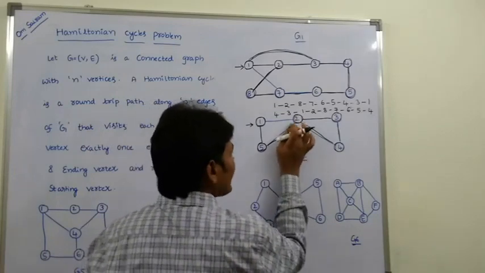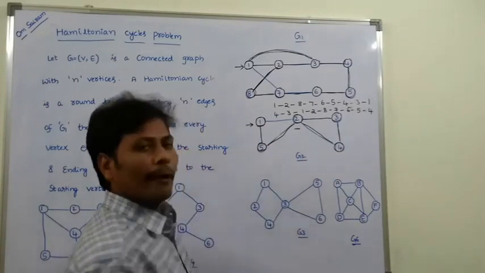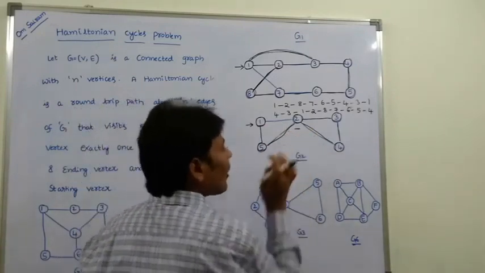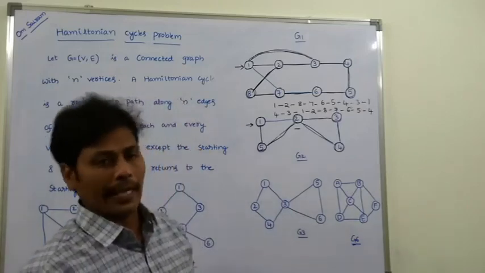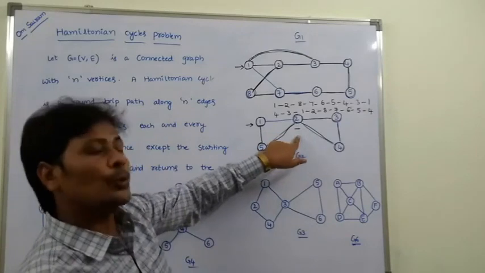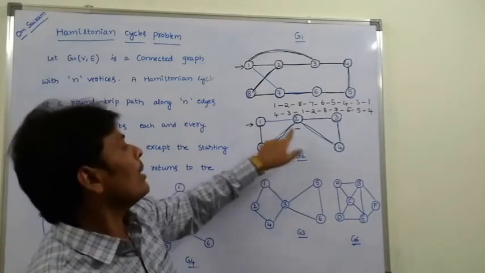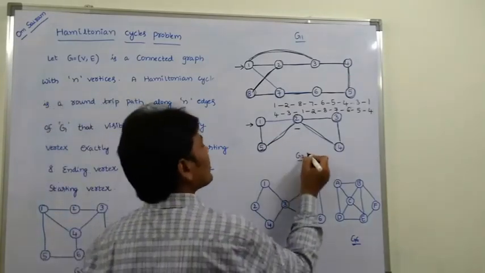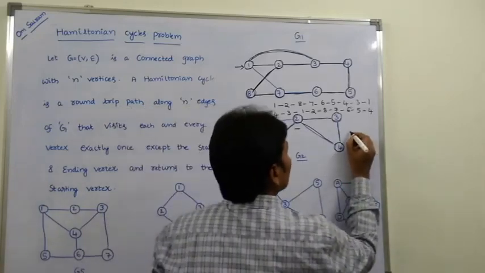Because it contains only a single path to go to vertex 1. So because of that reason, this graph does not contain any Hamiltonian cycle, because vertex 2 is visited 2 times. So returning to the starting vertex, this graph does not contain any Hamiltonian cycle.